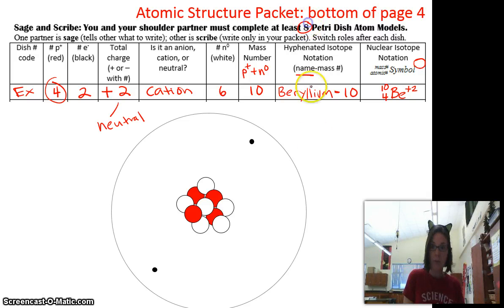You're supposed to do 8 different Petri dishes. I want you to do this in the sage and scribe structure where one partner has the dish in their hand and they're counting up the numbers and they're telling the other partner what to write. The scribe has maybe both packets and is writing this information in both packets for you. And just make sure that you switch roles after each dish that you do.